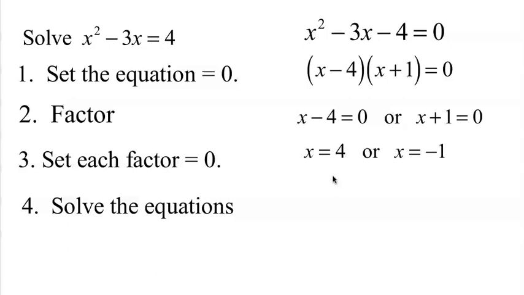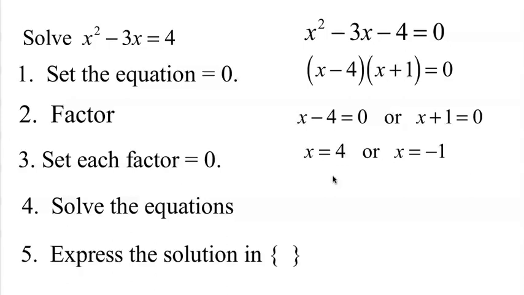A quadratic equation can have two solutions. And I like to write those solutions in set notation. So curly brace notation will be my final solution. And I'll say that the solution to that quadratic equation is 4 comma negative 1. 4 and negative 1 are both solutions. Notice that is not interval notation. That is listing both solutions, not a range of values.